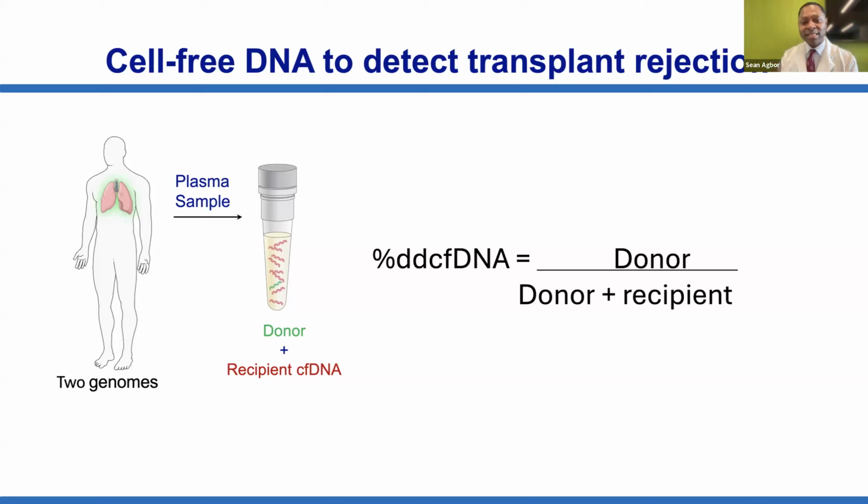This is the test that is reported here. As you see, it's reported as a percent of donor divided by donor plus recipient, and it makes two assumptions. The first assumption is that you're measuring donor. The second is that the recipient or the host cell-free DNA is low and constant. Doesn't change. If we know anything about transplant, you know that sometimes that is not the case.